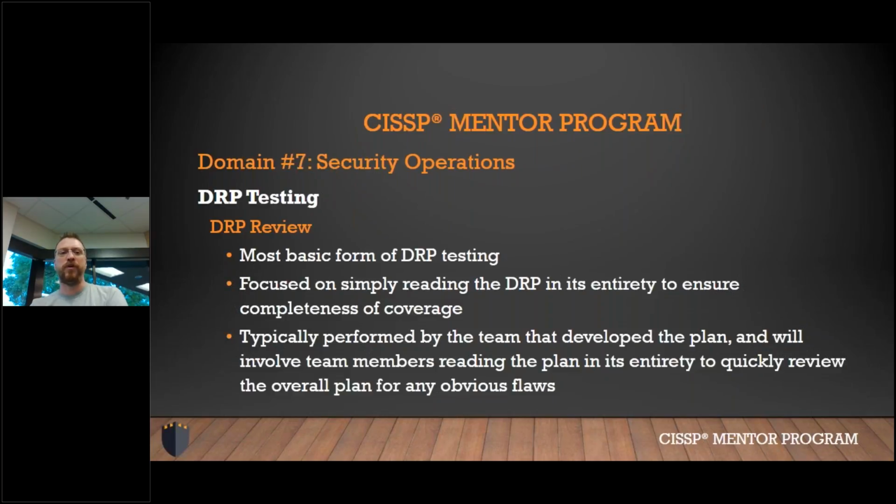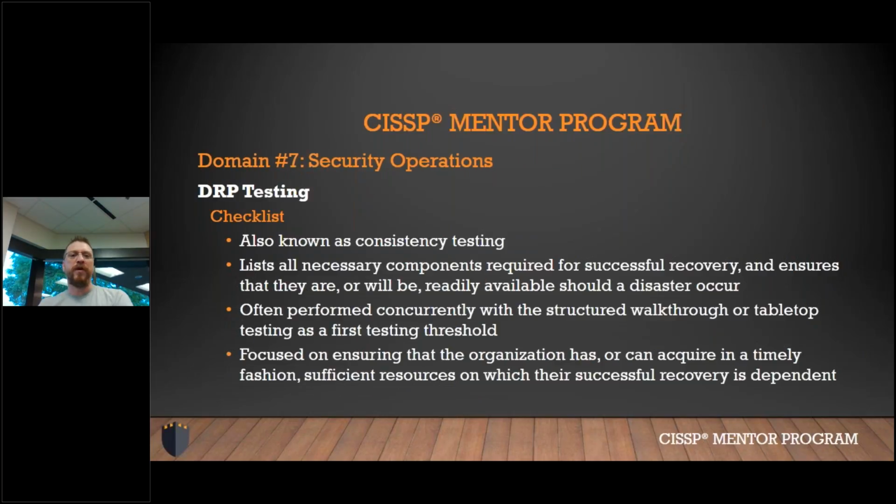So DRP review, most basic form. We have a checklist. So now that's where we're going to have a list of all of our components, everything that we need to recover. And then we're going to go through and make sure that if it says we need this type of server, this much capacity for storage, these tapes, whatever it is, can we actually get that? So we're literally just going to make a checklist of all the resources we need and then go back and say, can we do this? Is it going to be available if needed?